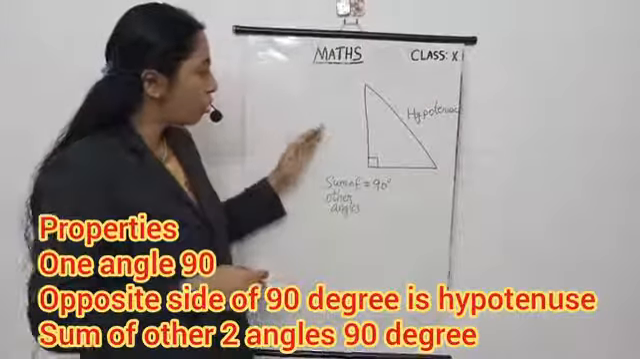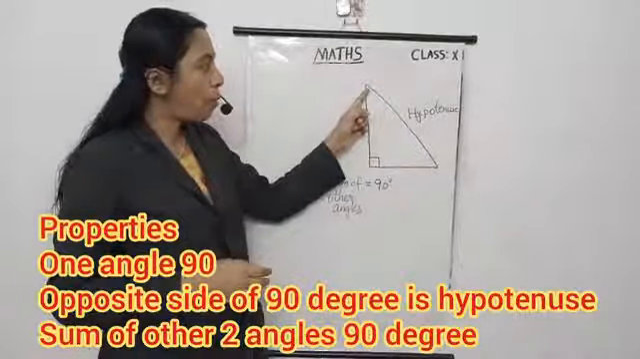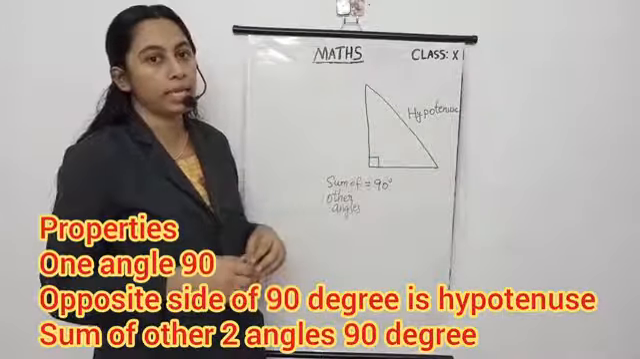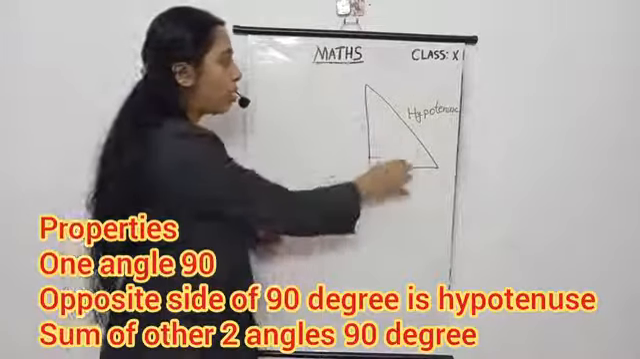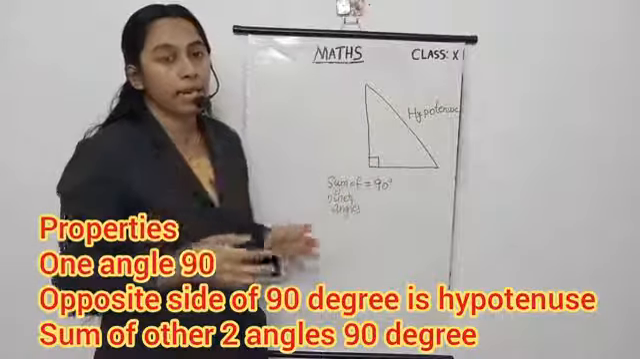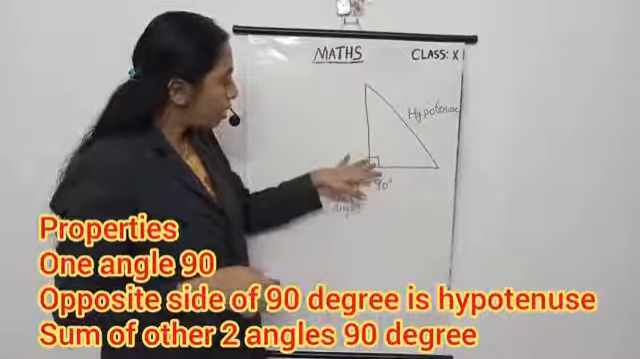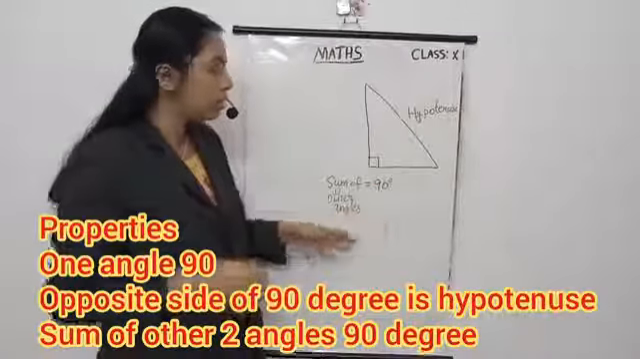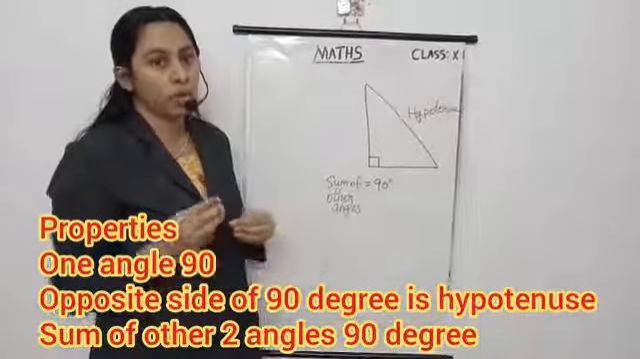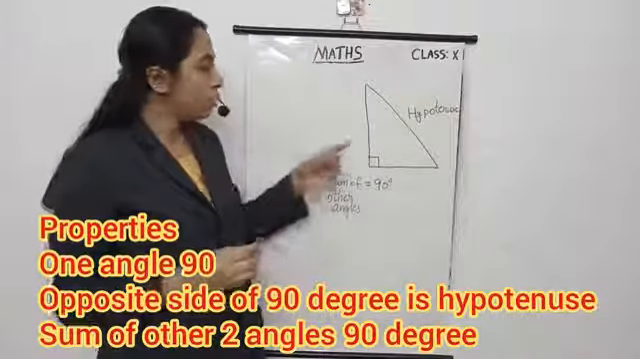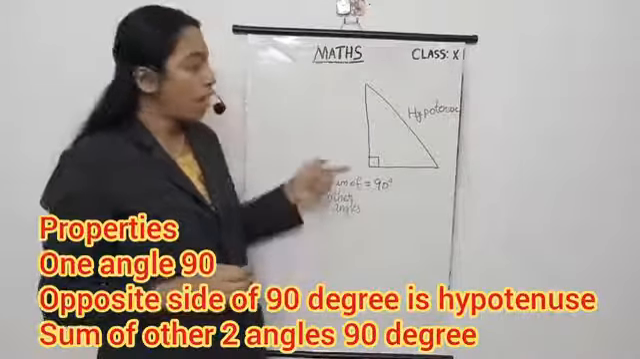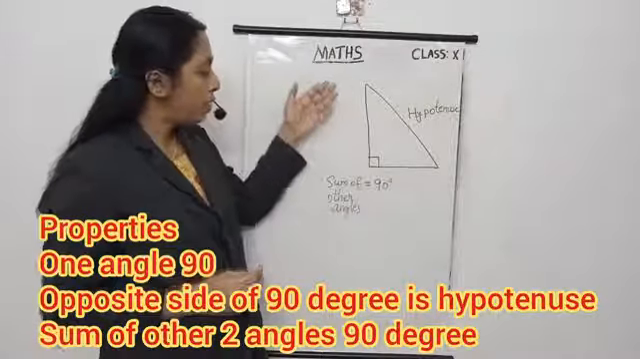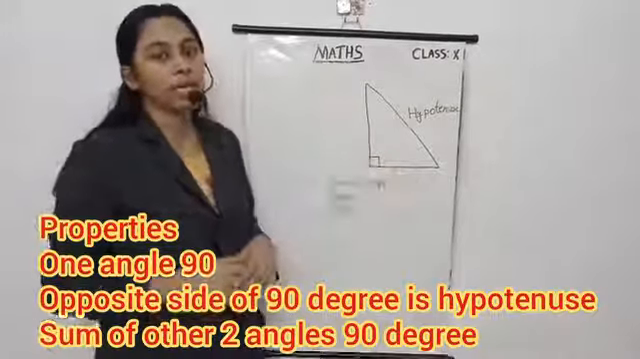And one more property is that the sum of these two angles is always 90 degrees. Why? The total of the angles of any triangle is 180 degrees, and here one angle is 90 degrees, then the sum of the other two angles is always 90 degrees. So the properties of a right triangle are: one angle is 90 degrees, the side opposite that angle is the hypotenuse, and the sum of the other two angles is 90 degrees.